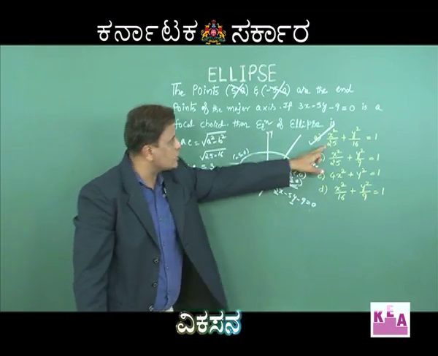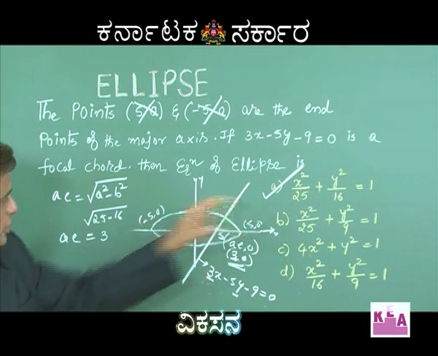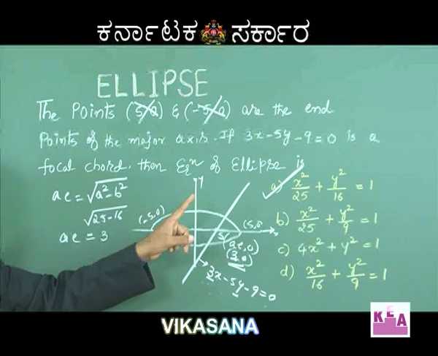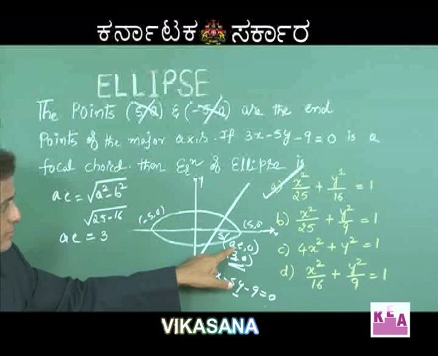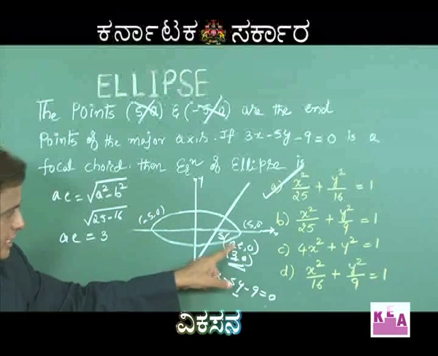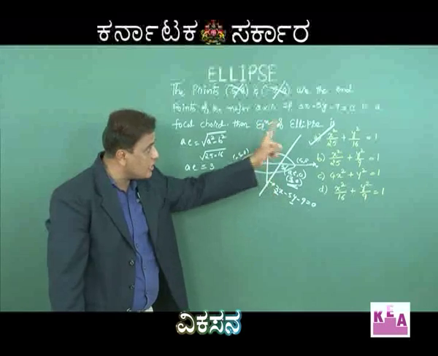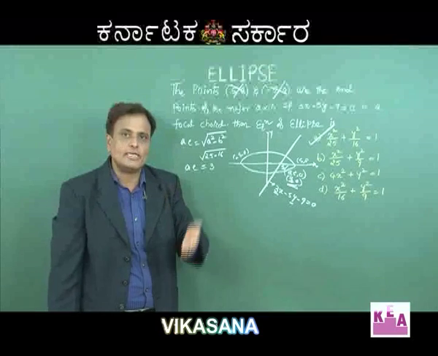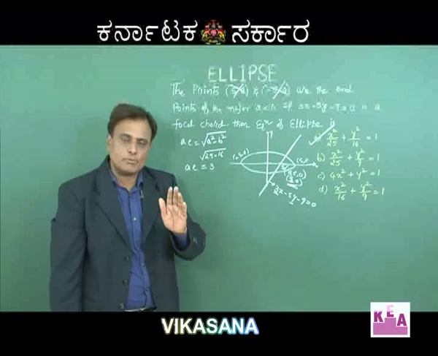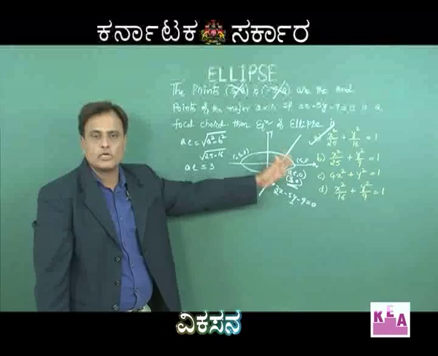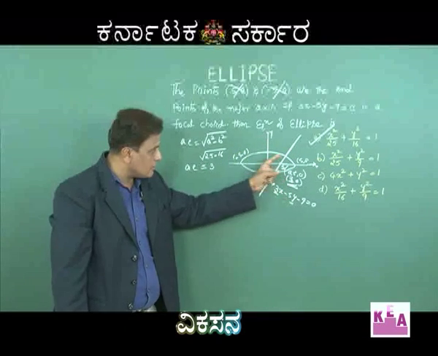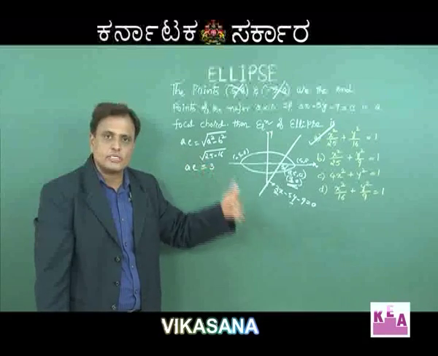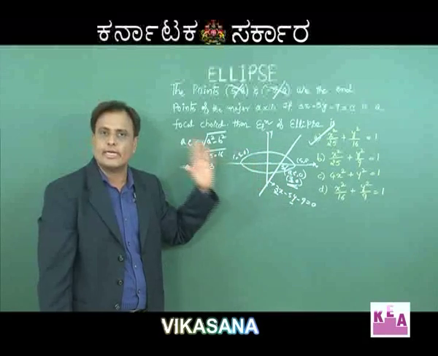In the first option, a square is 25, b square is 16, so therefore it is root 9, which is 3. That means for the first option the AE value will be (3, 0). If this point satisfies this line, definitely option A will be the right option. If it does not satisfy, move on to the second option. Same procedure you can do: calculate AE from the second option and substitute the point you get. If it satisfies, the second option will be correct. If again it fails, continue checking the options and we can identify it.